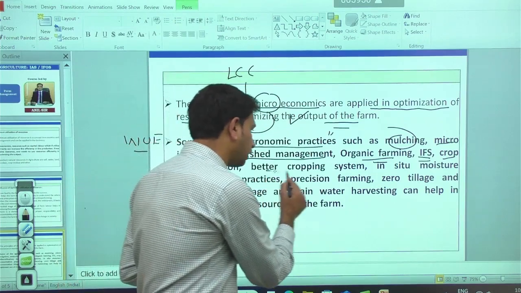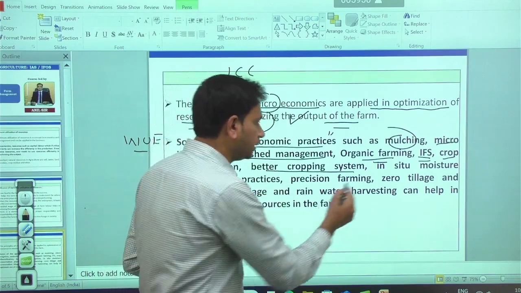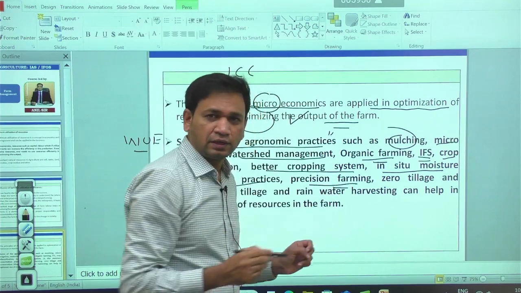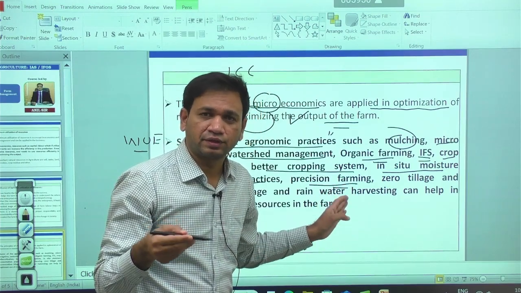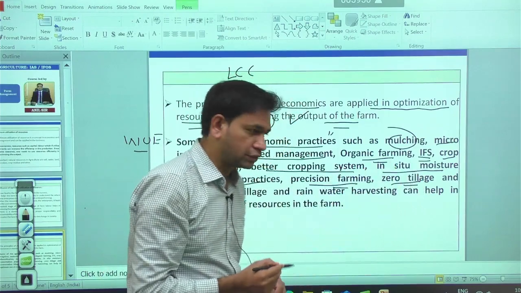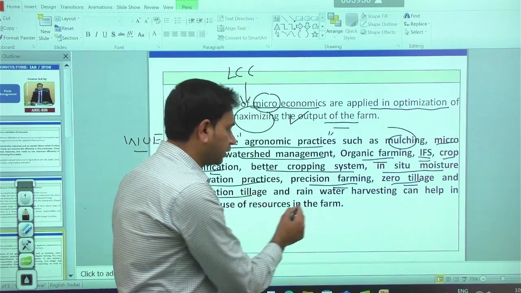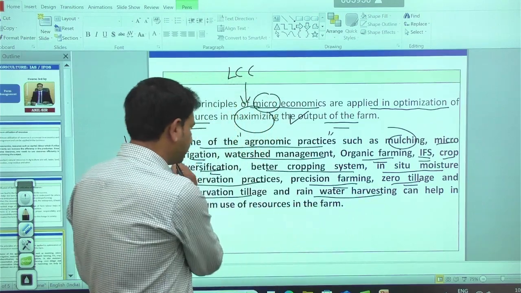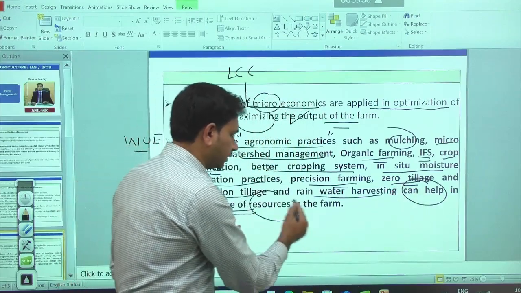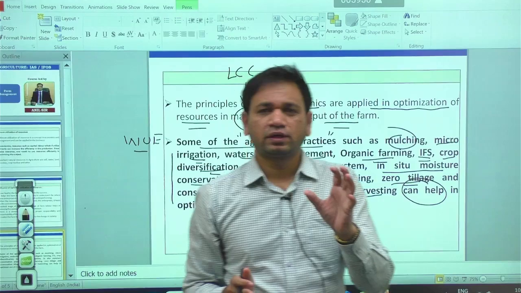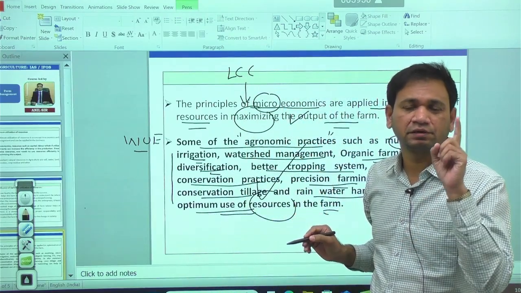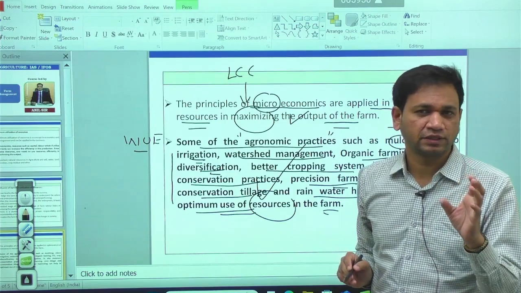Then better cropping systems according to the changes in society. Then in situ moisture conservation practices. Then we have precision farming, right, where according to the need of the crop plant, precise application takes place. Then we have zero tillage and conservation tillage. Then we have rainwater harvesting structures. All these practices can help in the optimum use of resources in the farm. See, whenever you have limited resources in the farm area, these agronomic practices are applied in the given piece of land to use the resources in the best manner.